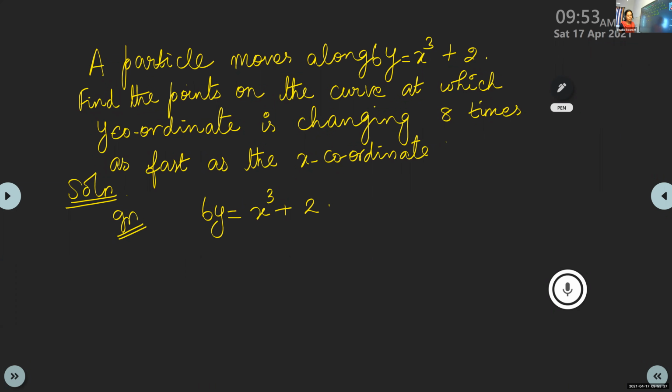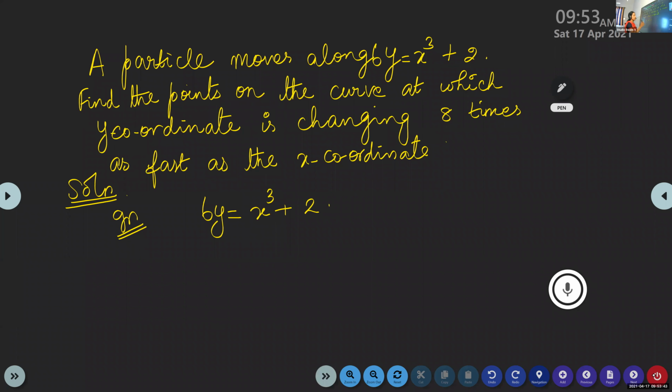This is a different question, children. Yesterday we did with area, volume and all. Here, what is given? We want to find the point. Point means we have to find the coordinates x and y, isn't it? At which y coordinate is changing 8 times as fast as the x coordinate. What is given? Y coordinate is changing 8 times as fast as x coordinate.